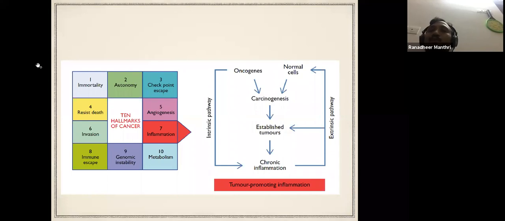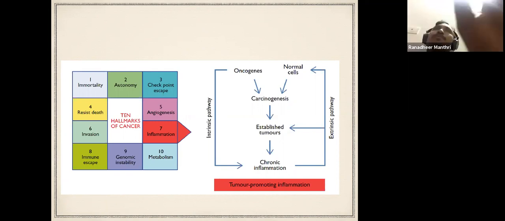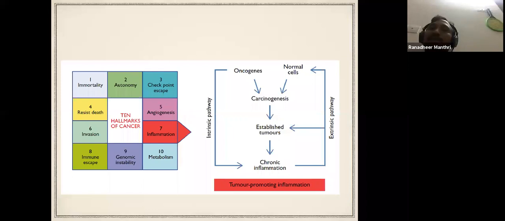So now immortality, we have talked about third. We can resist it. These are the 9 hallmarks of cancer. Immortality, I talked about third, telomerase reverse transcriptase. I talked about autonomy, that is self-sufficiency in growth signaling. Checkpoint escape, I talked about immune pathway.